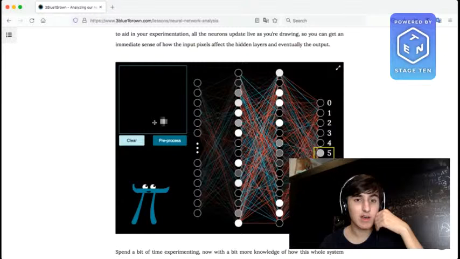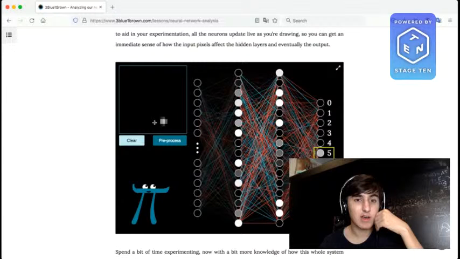Oh, now it's saying 4 again. And at this point, oh, it just got much stronger. Yep, 4 is its answer. Let's just draw it in fully. Alright. And there you have it. 4 is the result. Good job. Spend a bit of time experimenting, yep, and then we'll discuss.